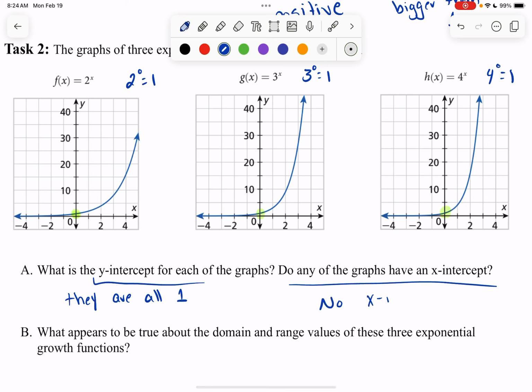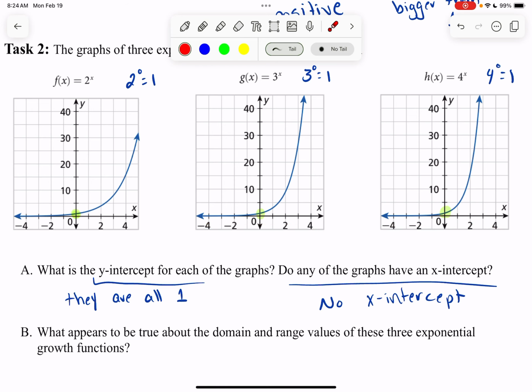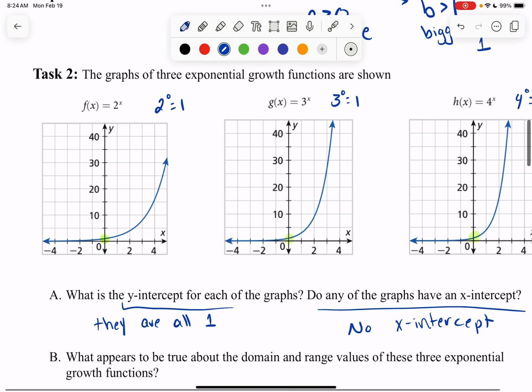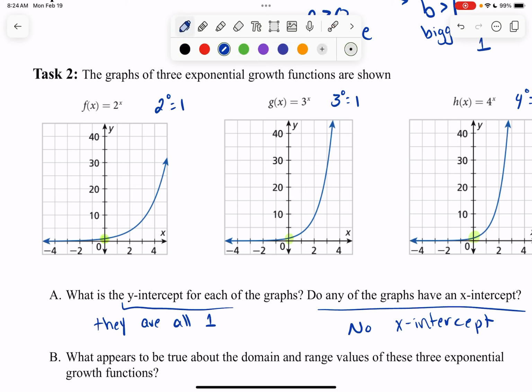There is no x-intercept because they are never going to go down here into negative land. So there is no x-intercept. They never actually cross it. There's no way I can multiply 2 a certain number of times and ever get an actual 0. I can get really, really close to 0.